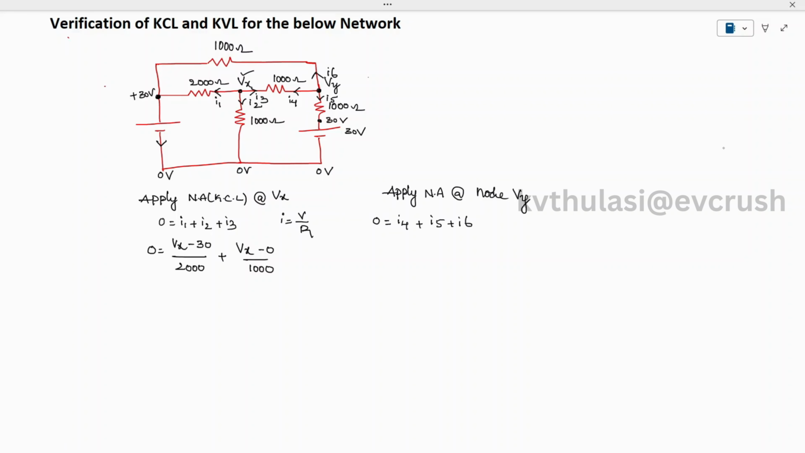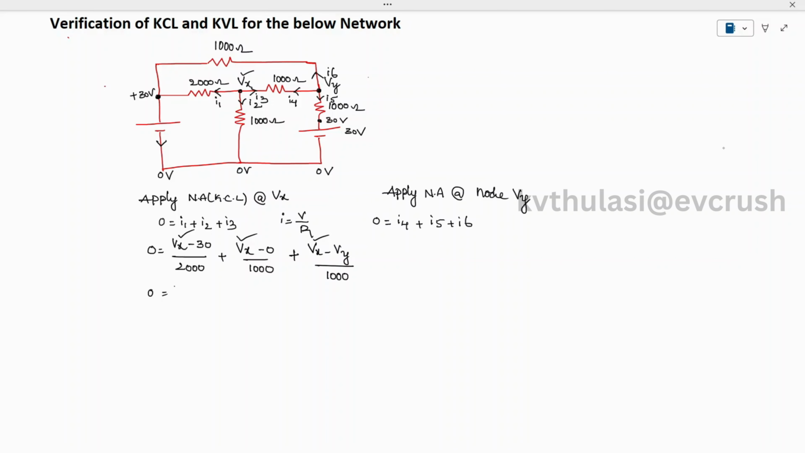And what is the current I3? The current I3 is flowing in this direction, so we can write down this I3 as Vx minus Vy divided by 1000. Now you are going to get one equation, and similarly like this you are going to get two equations. Then when you solve these two equations, we are going to get Vx as well as Vy. So keep it aside.